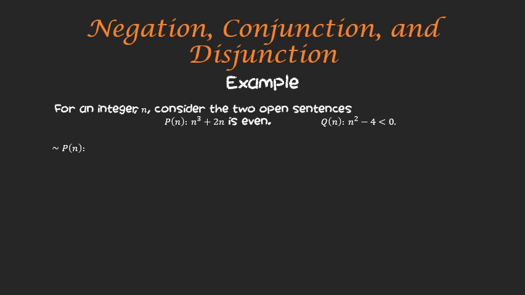So first off, not P of n. This is using the negation, so this is the negation of P of n. This simply means just whenever P of n is true, not P of n should be false. And so how can we come up with an open sentence in words with this negation? Well, the original sentence is n cubed plus 2n is even, so the opposite of that would just be n cubed plus 2n is odd. So we'll write that here. N cubed plus 2n is odd.